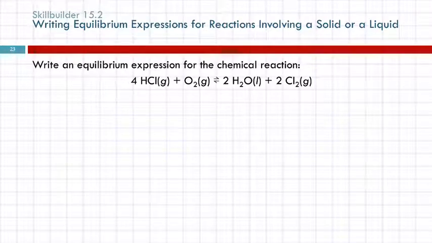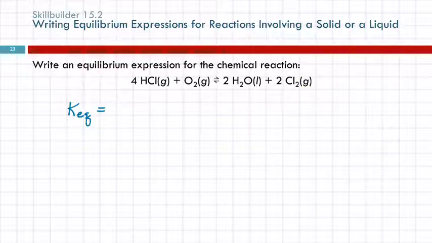Let's look at this one. Here we have hydrochloric acid reacting with oxygen to form water and chlorine gas. Write the equilibrium constant expression. So KEQ, we're going to take the products divided by the reactants. Here we have water, liquid water. Liquid water, the concentration doesn't change, so we leave it out of the equation. We just leave that one out because it's liquid.